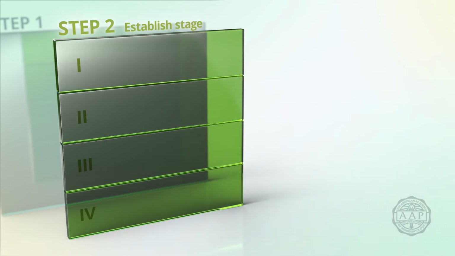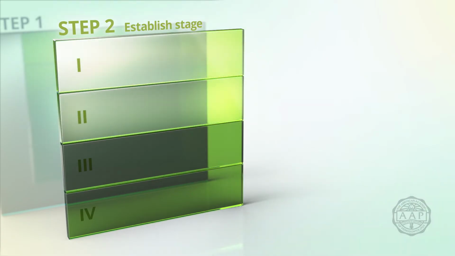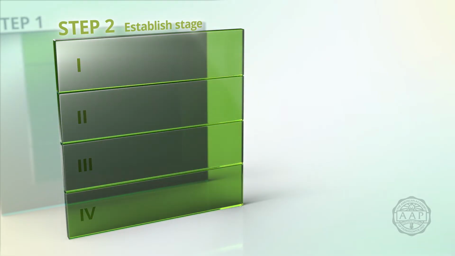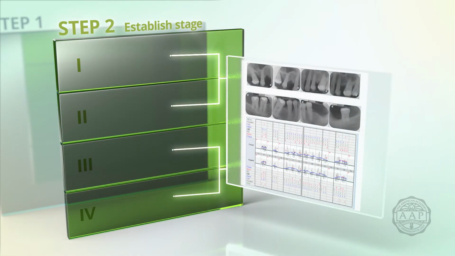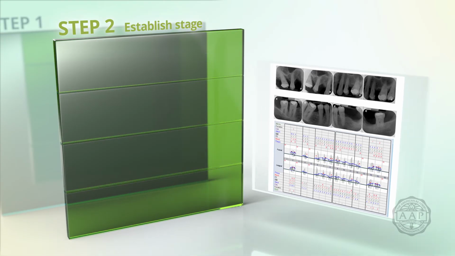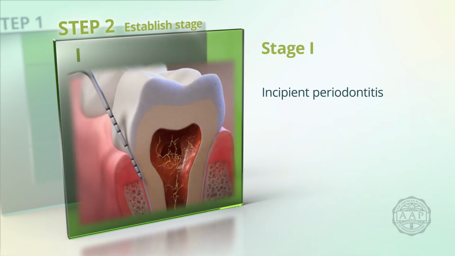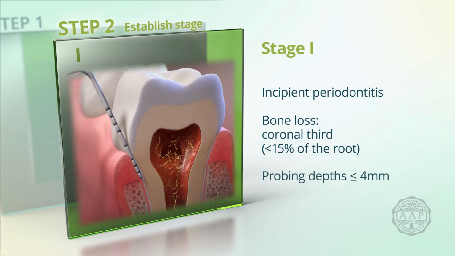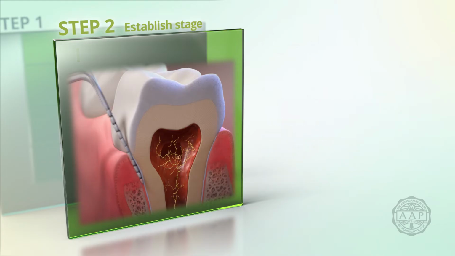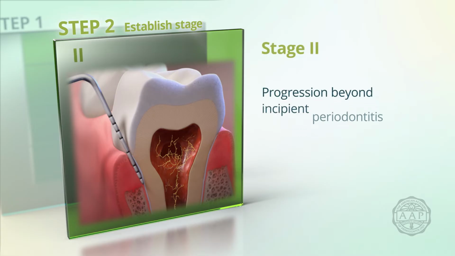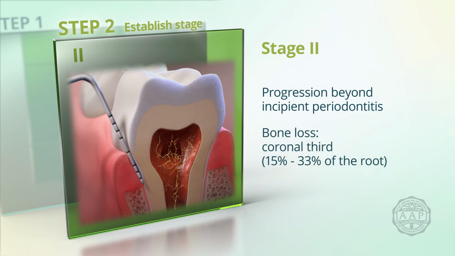The initial question is: is it either stage 1 or 2, or is it stage 3 or 4? An assessment of the patient's periodontal chart and radiograph should be used to distinguish between these 2 groups. Stage 1 is incipient periodontitis, with bone loss within the coronal 15% of the root and probing depths equal to or less than 4 millimeters. Stage 2 represents progression beyond incipient periodontitis and exhibits bone loss within 15 to 33% of the root and probing depths equal to or less than 5 millimeters.